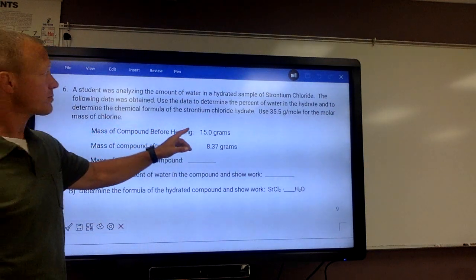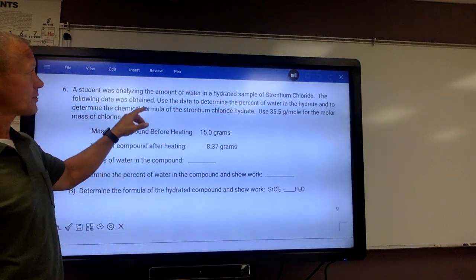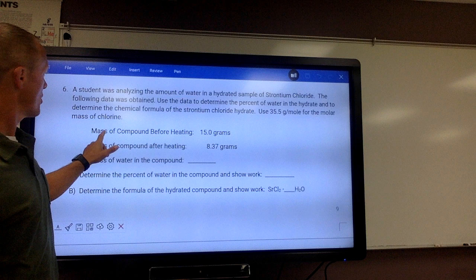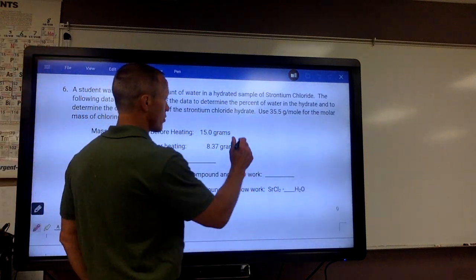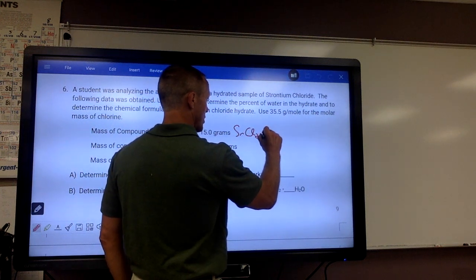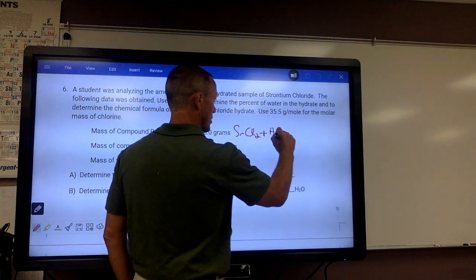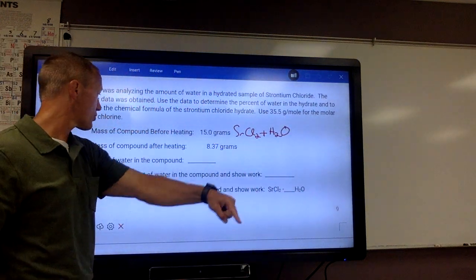So here's what you get. It's a hydrated sample of strontium chloride. Following data is obtained. Okay, so here's the data that's obtained. The mass of the compound before heating. So before heating, that'd be 15 grams. That would be the strontium chloride and the water together. We heat it, the water goes away.